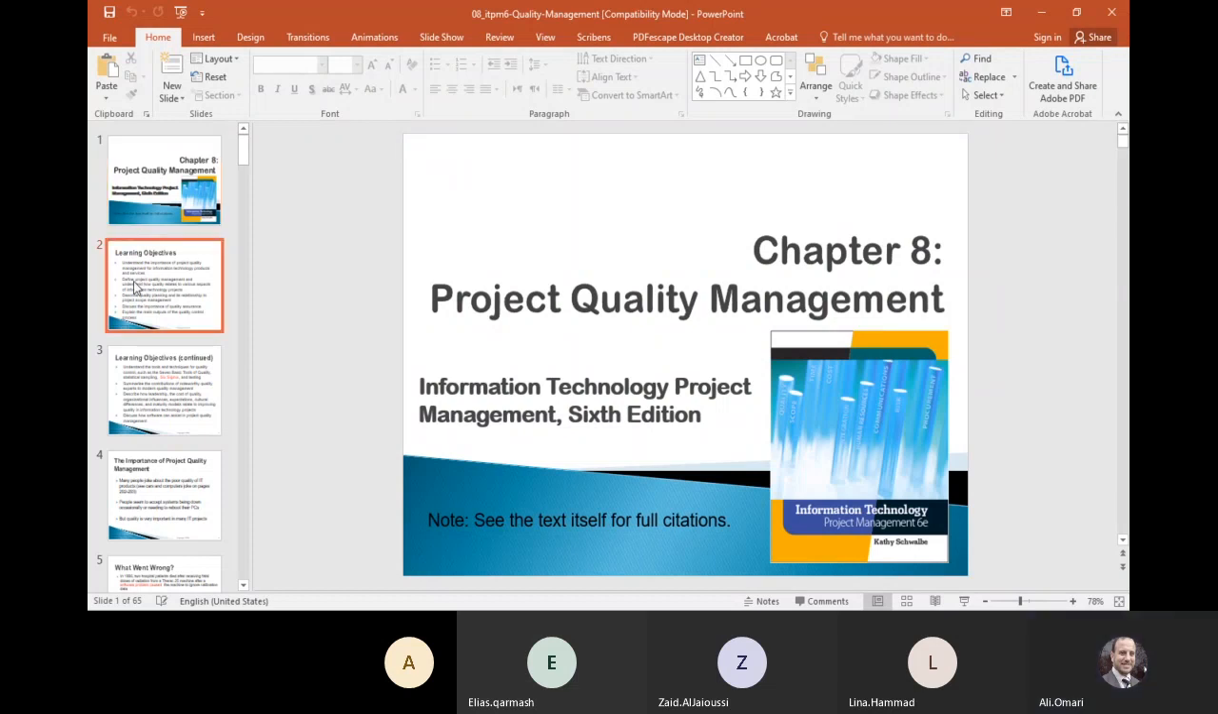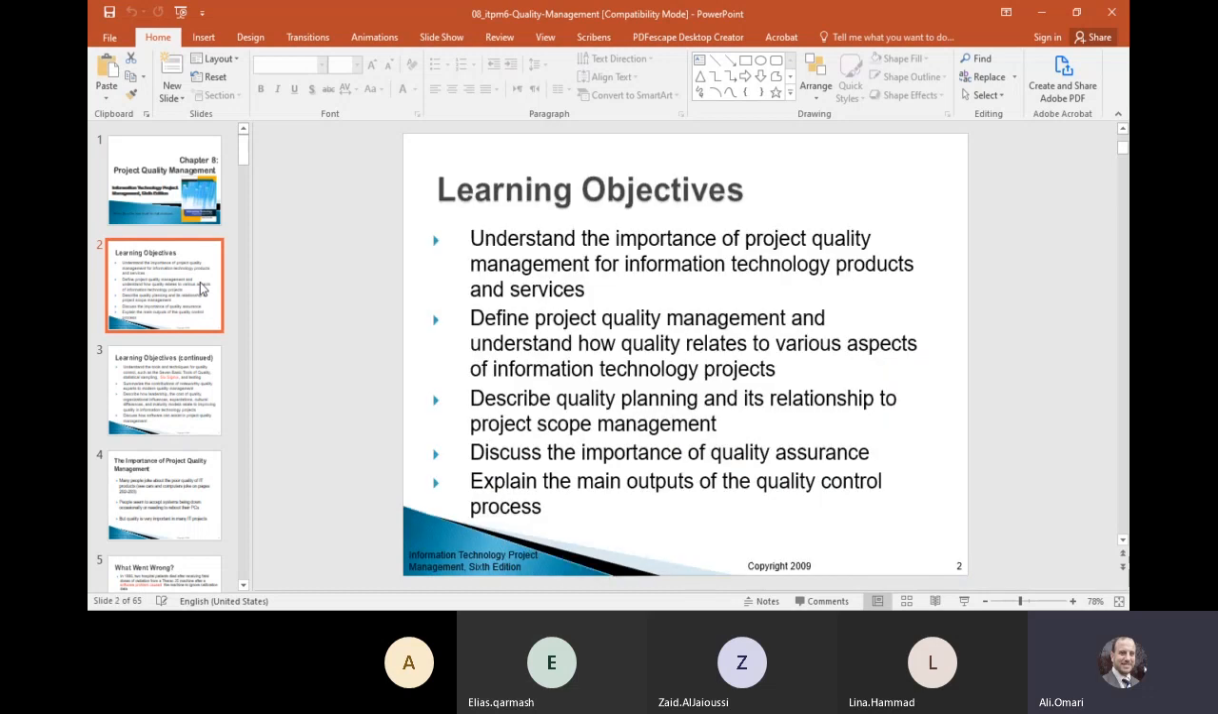The objective from learning of project management quality management is to understand how important it is to measure quality for your product, specifically in information technology products and services. And we want to know the definition of quality management and how quality is related to the information technology project.